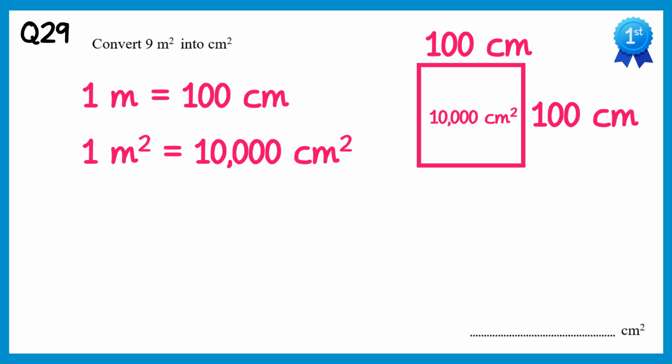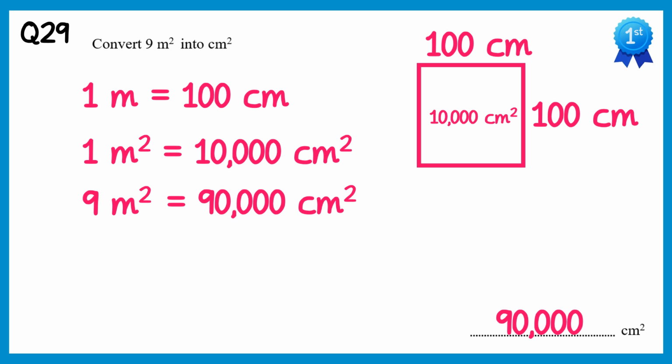This means if we're going to convert 9 meters squared into centimeters squared, we need to do 9 times 10,000, which actually gives you 9 meters squared is the same as 90,000 centimeters squared. And that's your answer to the question.